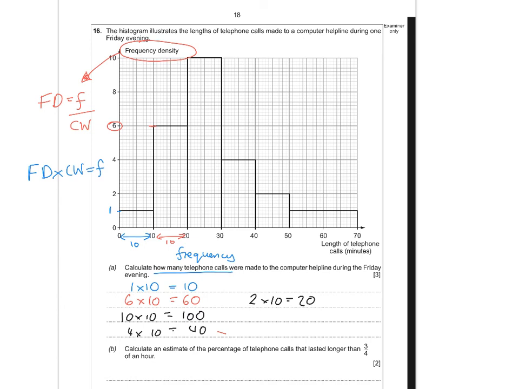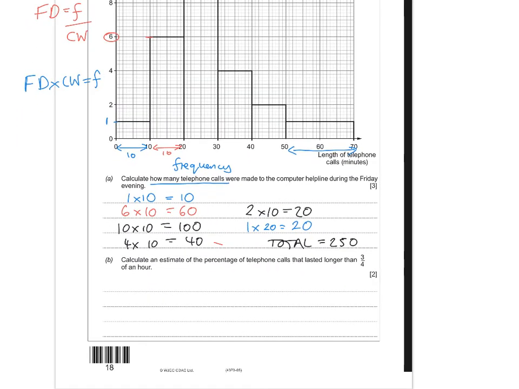But then, very finally, this last bar here has got a class width of 20, and its frequency density is 1, so it'll be 1 times 20, which is also 20. And then I'm going to add all of these numbers together. I'm looking for number bonds particularly. I've got 60 and 40, which make 100. Add this 100 will put me on 200, 220, 240, 250 in total. So I'm going to say total equals 250.